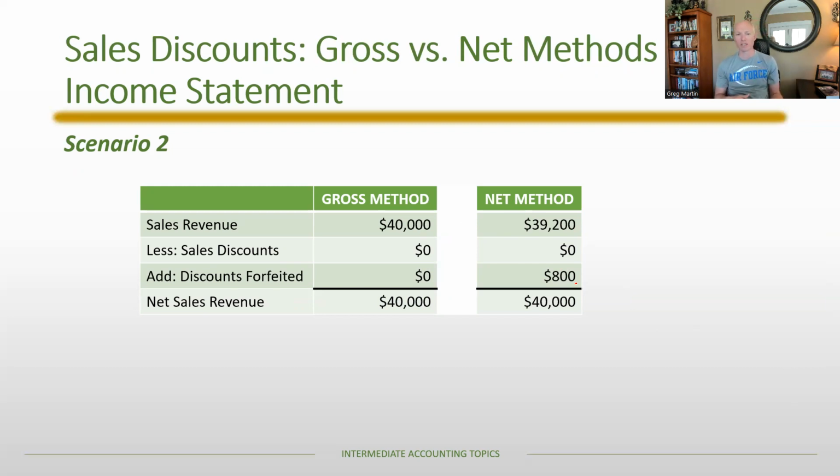But you can see with the gross method, you start with the sales revenue and then you may subtract a discount. With the net method, you start with the sales revenue and then you may add a sales discount forfeited. And so you can kind of see the difference between those two. And you can review that several times to get the difference between the two, both in terms of the journal entries and what you would report on the income statement.